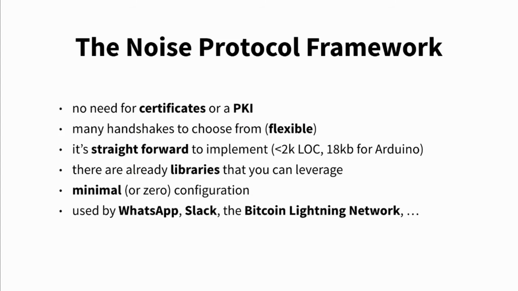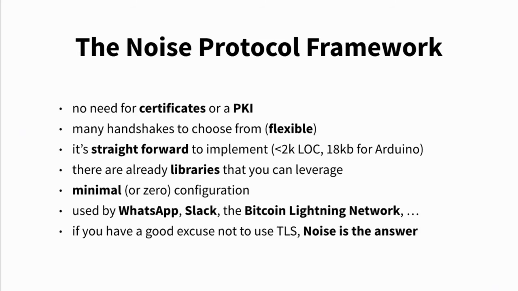It's not just a weird protocol that I'm telling you about today. It's used by WhatsApp, it's used by Slack, by the Lightning Network. It's used, I've heard, by governments, but I don't have any insight into that. It's used by a lot of people, so it's not just a weird spec. So bottom line, if you have a good excuse not to use TLS, Noise is the answer, not anything else.